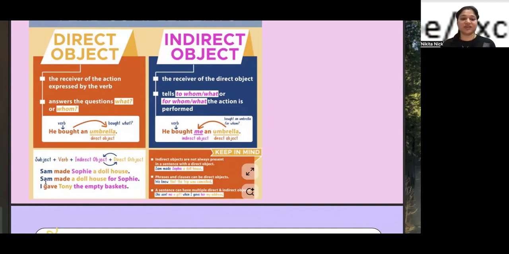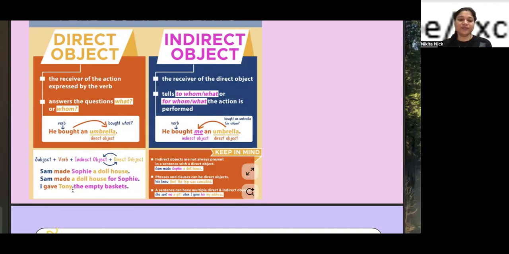In this sentence, we have: Sam made Sophie a doll house. Sam made is the verb, Sophie is the indirect object, and the doll house is the direct object. Sam made a doll house for Sophie. So Sam made a doll house. A doll house again is a direct object, but it's written just before Sophie. It's fine because you are able to understand for whom, for Sophie.